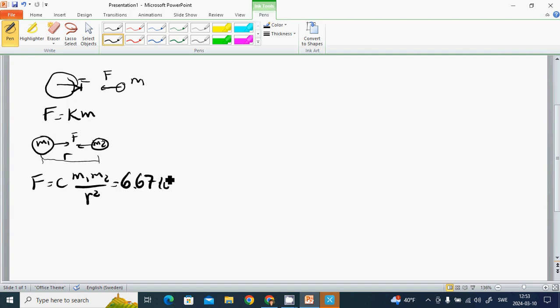It is 6.67 multiplied by 10 to the minus 11. F equals C M1 M2 over R squared.